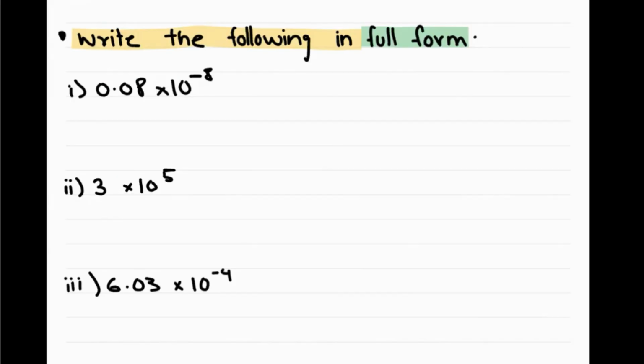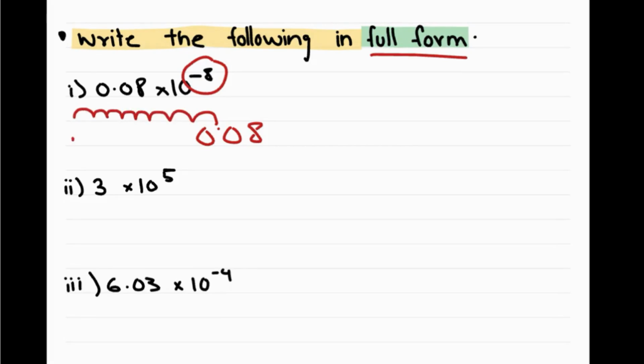Now, in this question, we're supposed to write these standard forms in their full forms. So, we need to remember that if we have a negative power, the number we're going to get is going to be a relatively smaller number. So, we have to move this decimal towards the left. How we're going to do that is, first of all, we're just going to write this number as it is like this, right? Now, we have a decimal over here. This decimal is supposed to move 8 times towards the left. So 1, 2, 3, 4, 5, 6, 7, and 8.